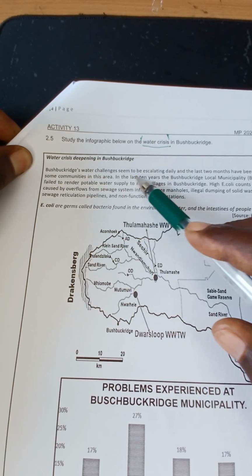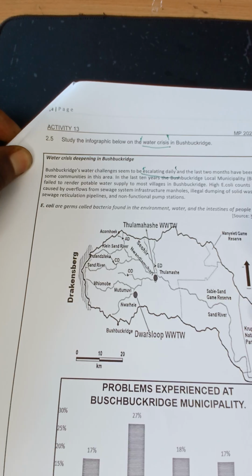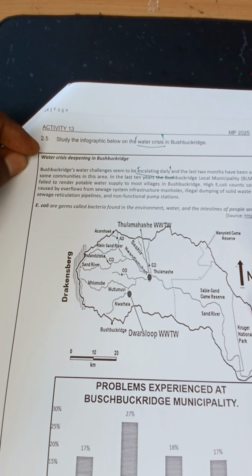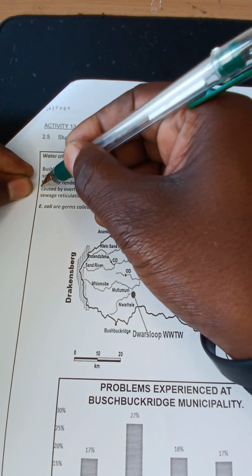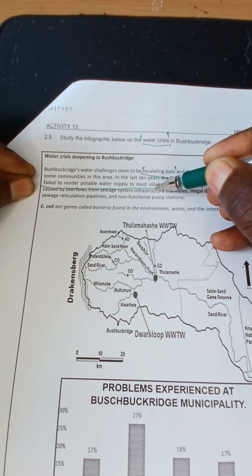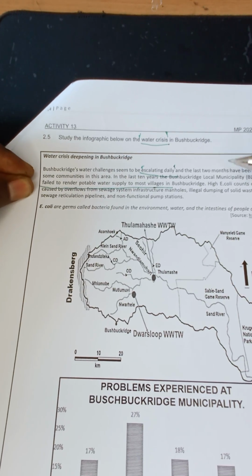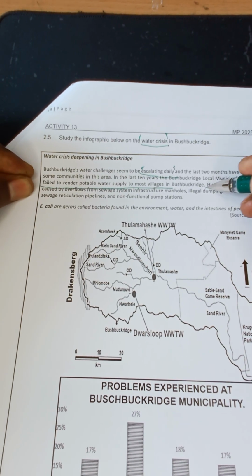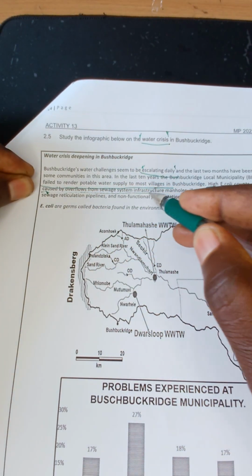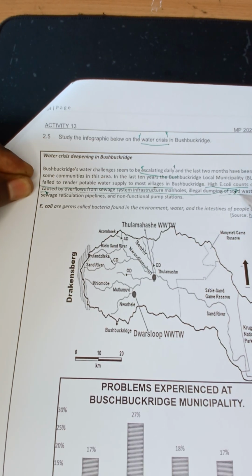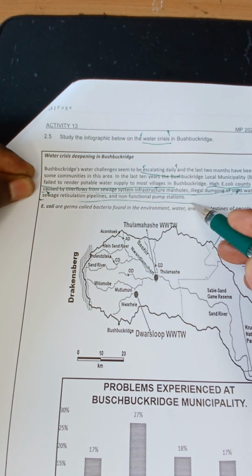Bushbuck Ridge's water challenges seem to be escalating, which means it's increasing daily. The last 2 months have been a nightmare for some communities in this area. In the last 10 years, Bushbuck Ridge local municipality has dismally failed to provide potable water supply to most villages. High E. coli counts could have been caused by the overflows of sewage system infrastructure, manholes, illegal dumping of solid waste material, bust sewage reticulation pipes, and non-functional pump stations.